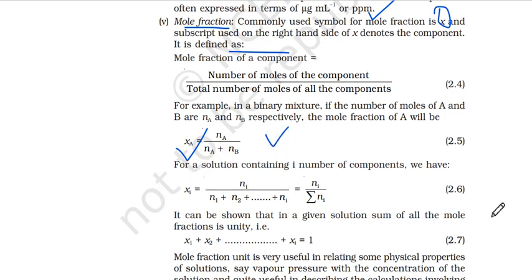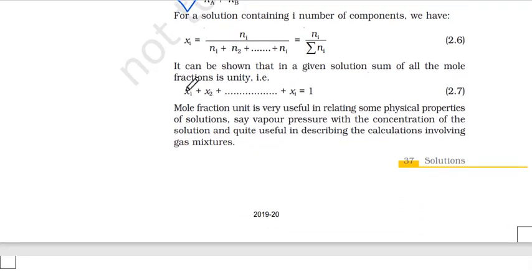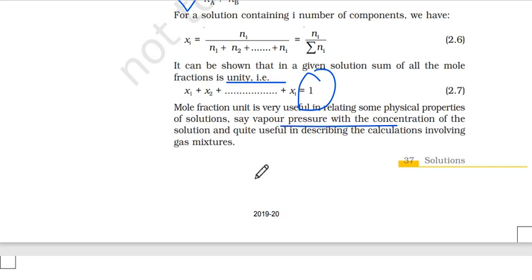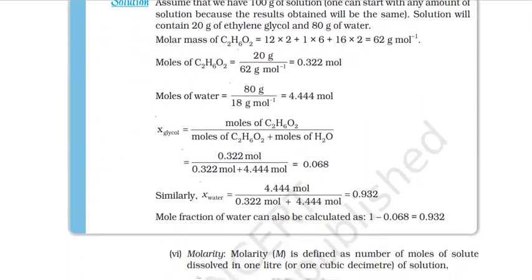So similarly, it can be shown that in a given solution, the sum of all the mole fractions is unity. Fine, mole fraction hai, toh fraction ka sum unity hi rahega. Mole fraction is very useful in relating some physical properties of solution, say vapor pressure, with the concentration of the solution, and is quite useful in describing the calculations involving gas mixtures. So yahan pe kuch yahi numericals hain.